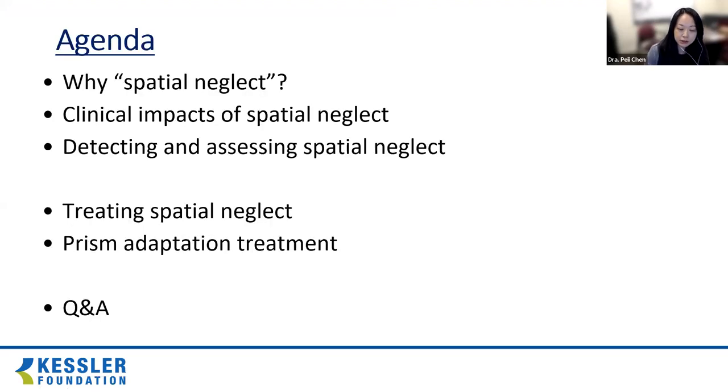So here's the agenda of today's lecture. The first part is about spatial neglect. Why spatial neglect? Why is it so important in stroke rehabilitation, or I would argue, in brain injury rehabilitation, and what's its clinical impact, and how can I help you to know more about detecting and assessing spatial neglect? The second part will be focused on treatment. What's the current knowledge about treating spatial neglect? And I will spend much time on prism adaptation treatment because I have studied this particular treatment for about 13 years now. And lastly, I will stay for 15 to 20 minutes for the Q&A session.